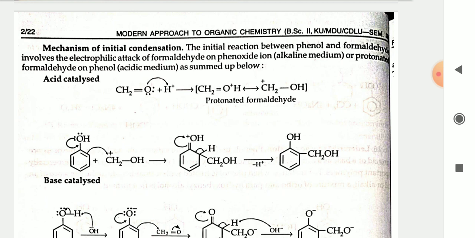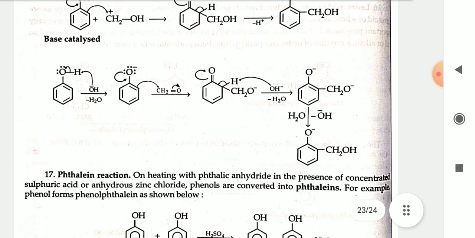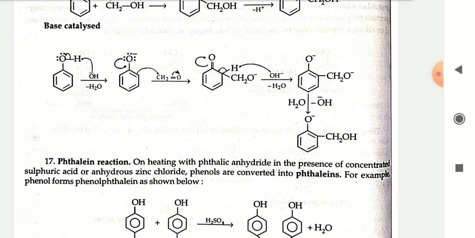Mechanism of initial condensation. The initial reaction between phenol and formaldehyde involves the electrophilic attack of formaldehyde on the phenoxide ion, called alkaline medium, or protonated formaldehyde on phenol, called acidic medium. Acid catalyst: CH2=O plus H+ will convert into protonated formaldehyde. After that, it will attack phenol to give phenol with CH2OH. And a similar reaction occurs for the base catalyzed.